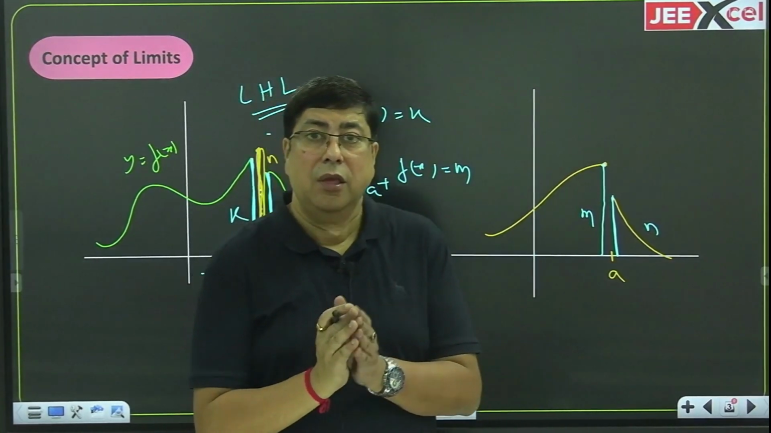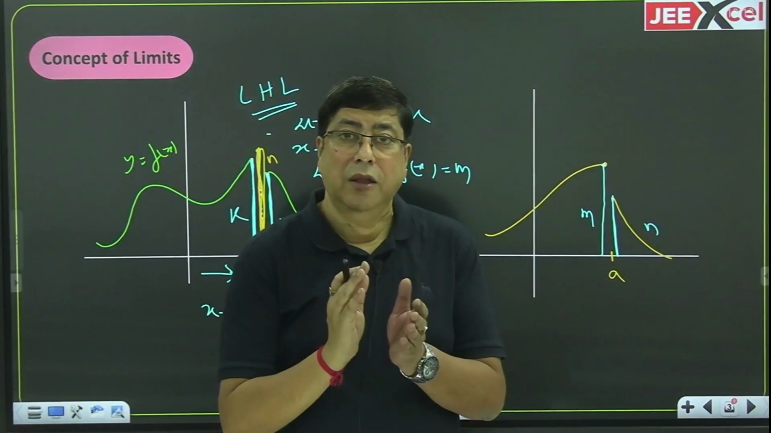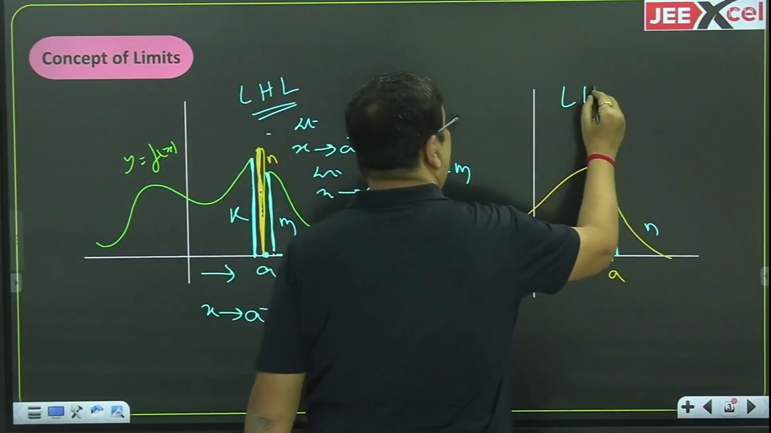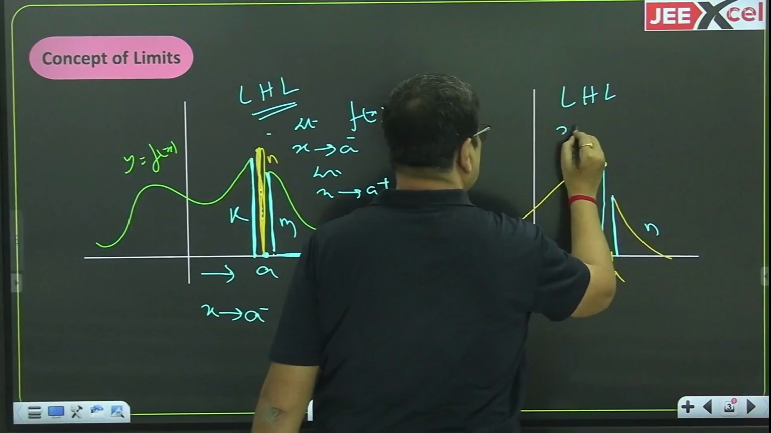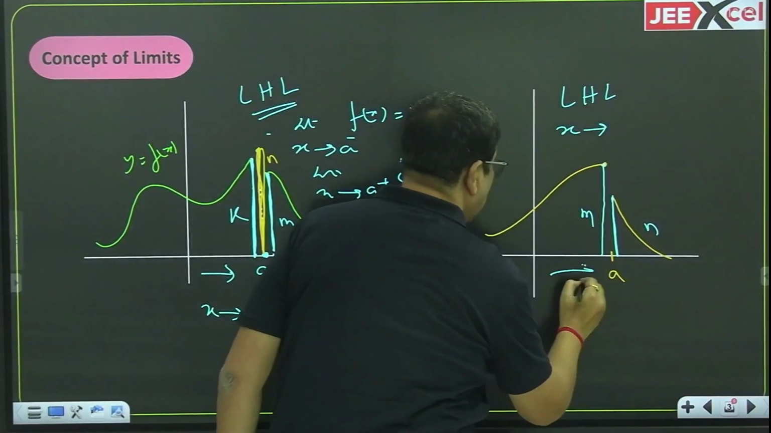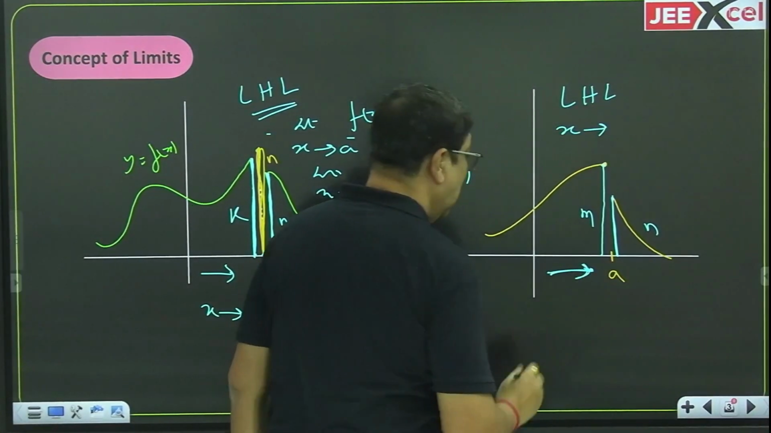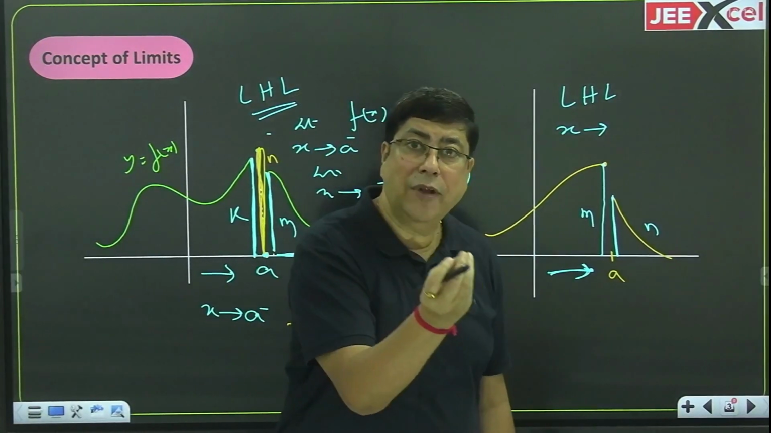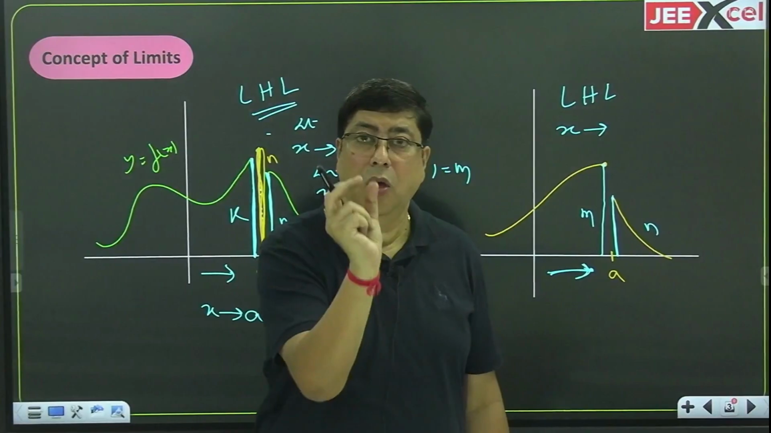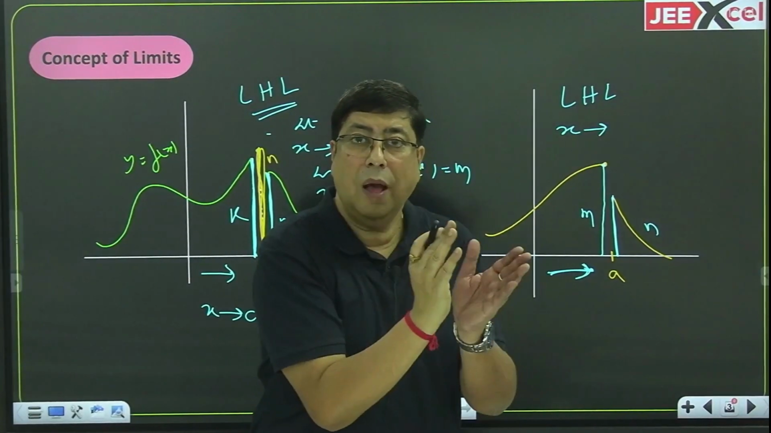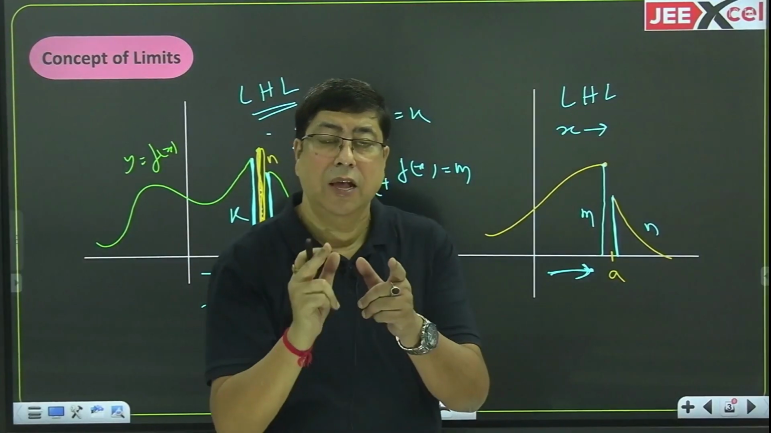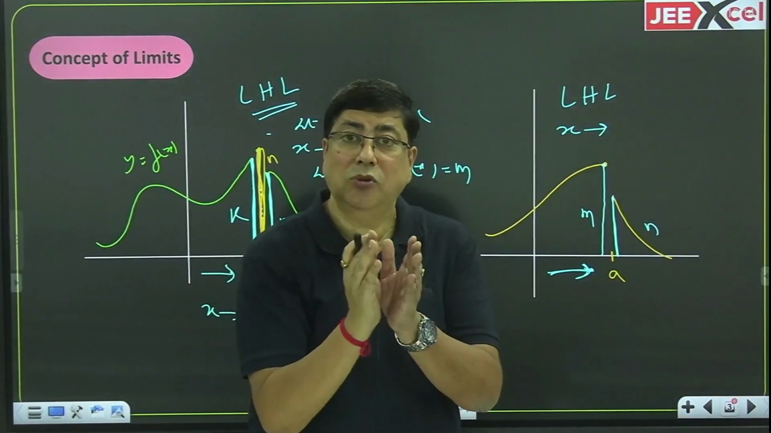Understand one thing. In this case, left hand limit means x is coming towards a from the left hand side. So at a, from the left hand side, what is the distance between coming from the left hand side and the exact value? The distance cannot be measured in this way. So this is called the neighborhood point.